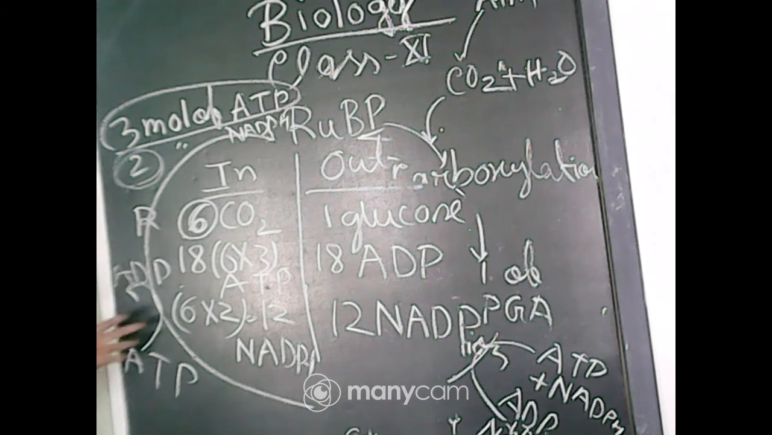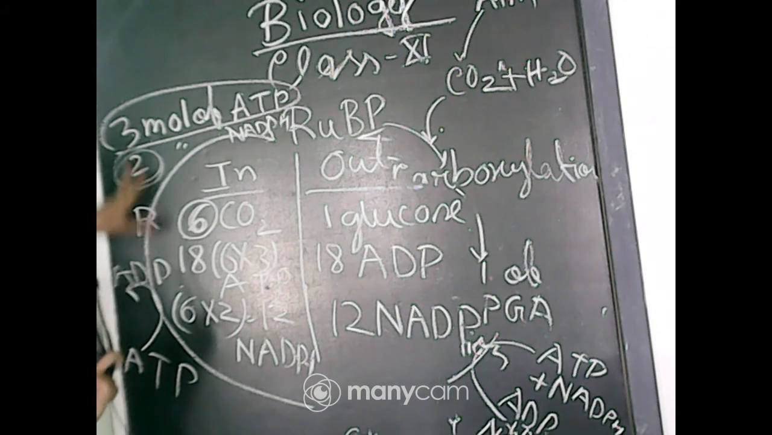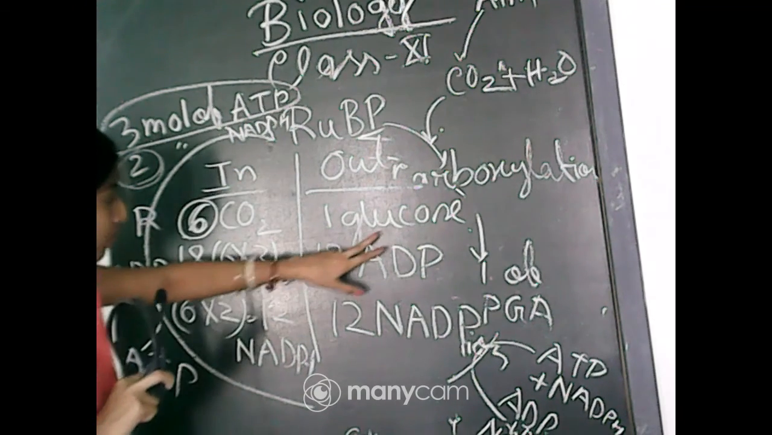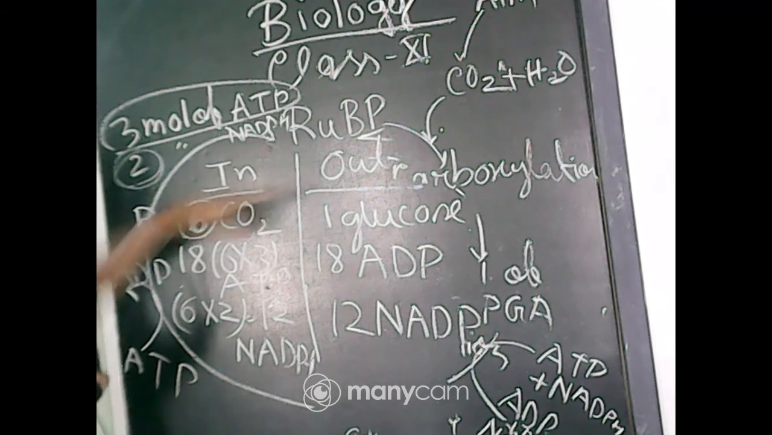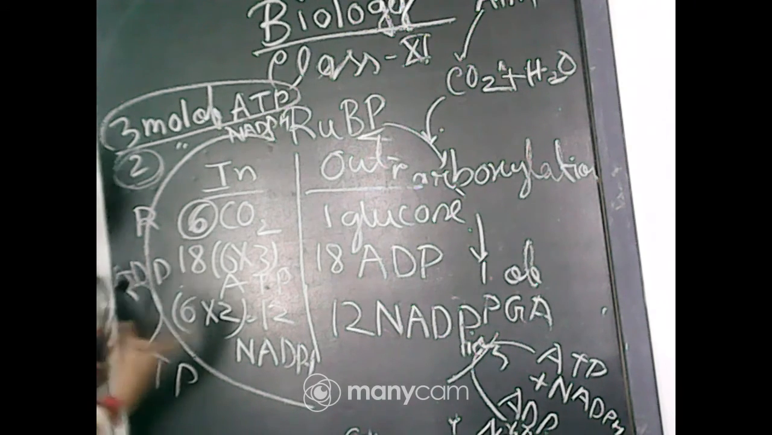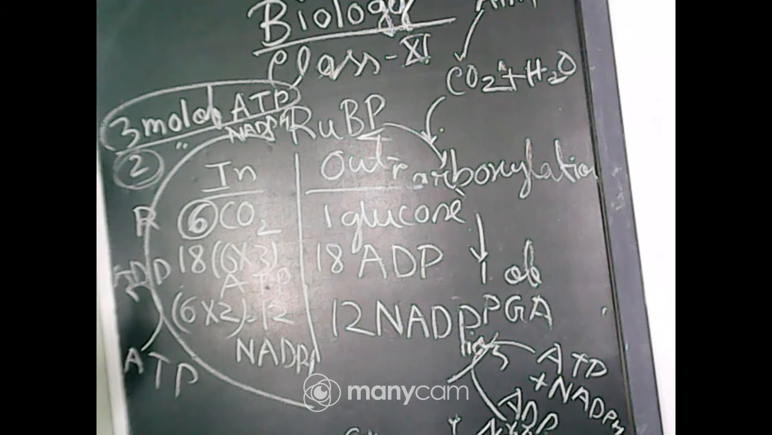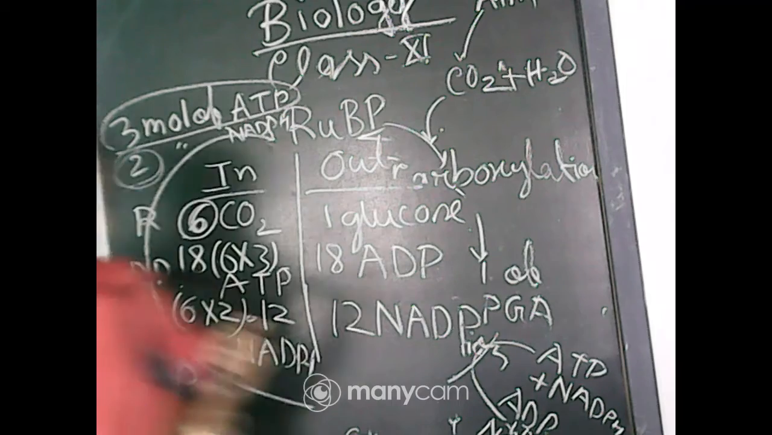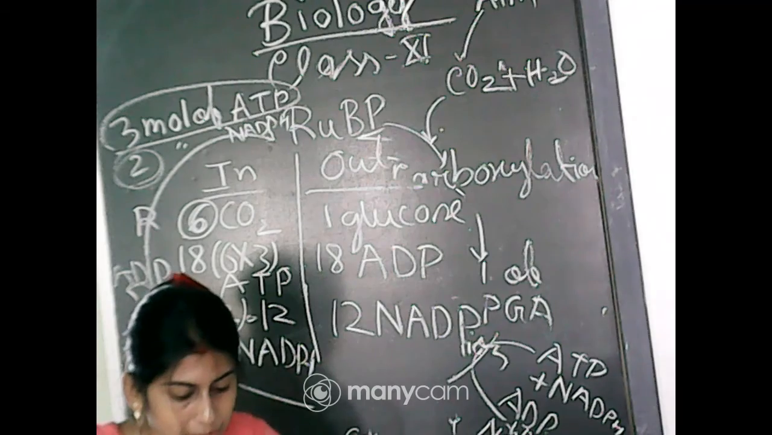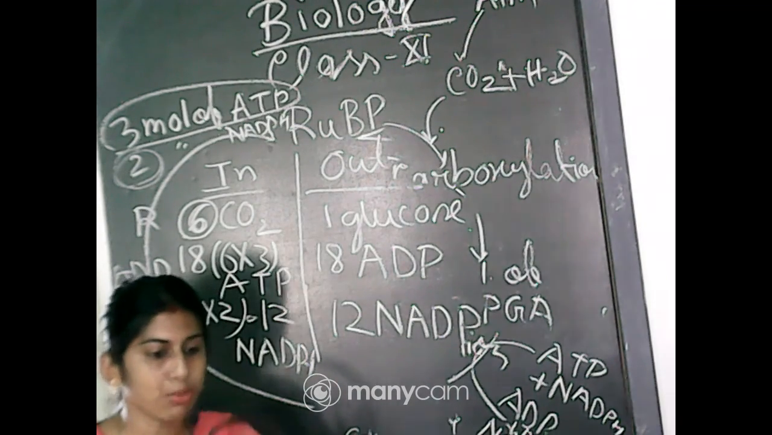Just remember that for 1 molecule of carbon dioxide, 3 molecules of ATP and 2 molecules of NADPH are required, and for formation of 1 glucose, 6 turns of this cycle are required. So we will multiply the 3 by 6 and the 2 by 6. That is the net energy which has been used and released. That is all about the C3 cycle or Calvin cycle. So for today that's it. In my next class I will discuss the C4 pathway.